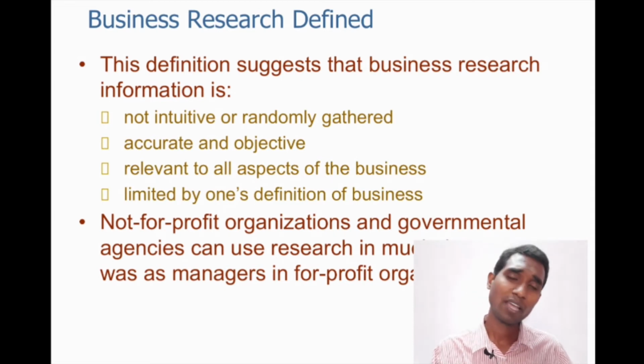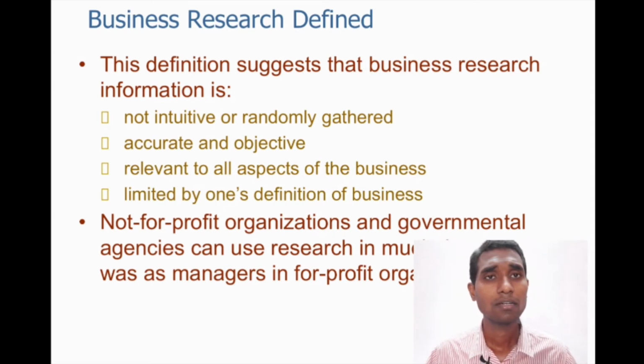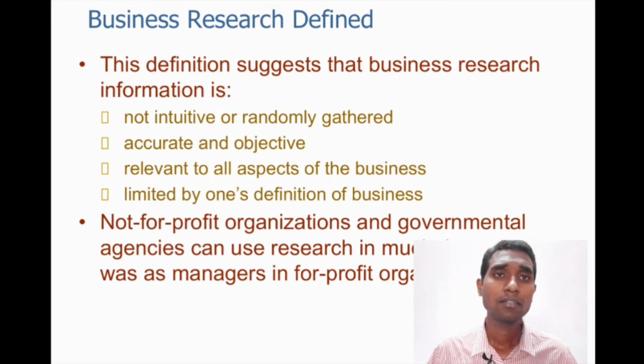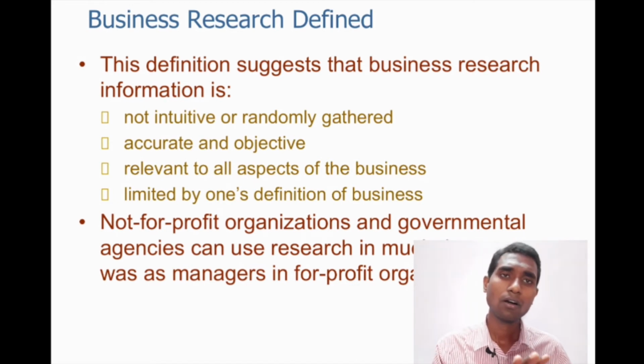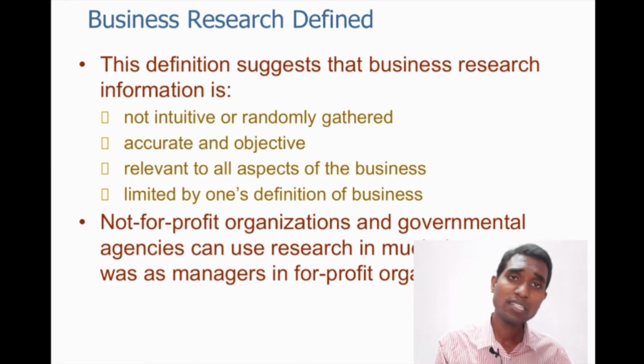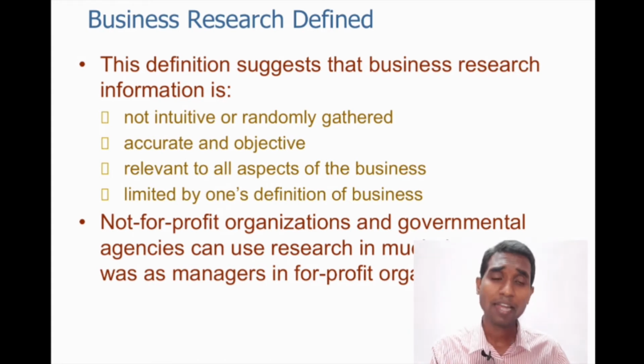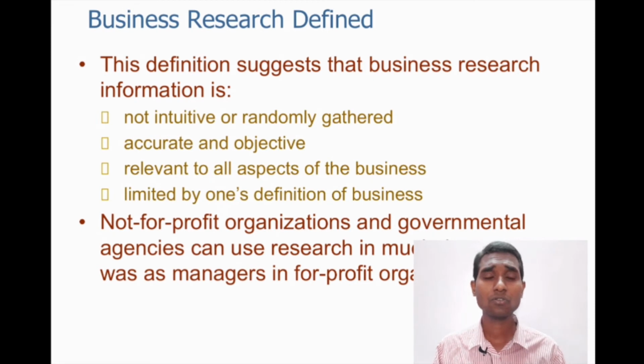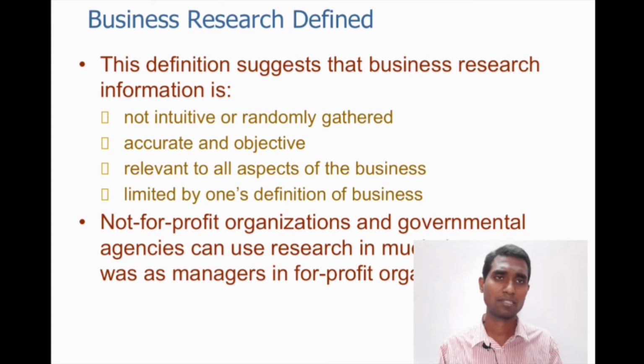The definition we have understood in the last slide suggests that business research information is not intuitive or randomly gathered, and it is accurate and objective. Business research information is accurate and objective oriented. You have a prior objective and you conduct the research to fulfill that objective. So it is very accurate and relevant to all aspects of business. Whatever the area of business, it is relevant to all aspects of business.